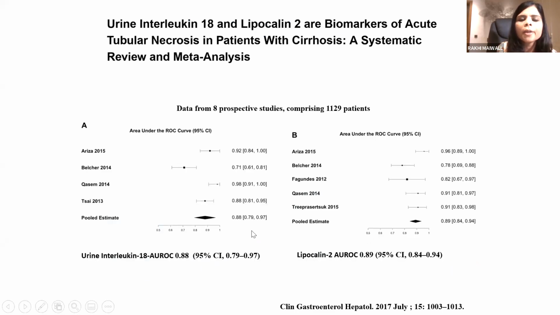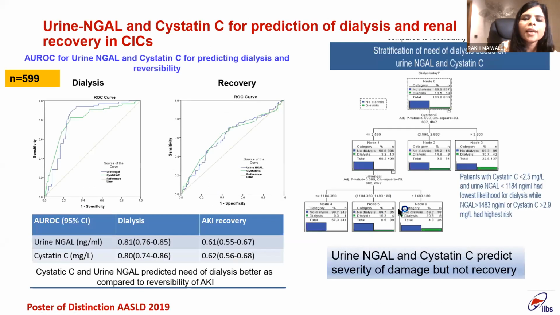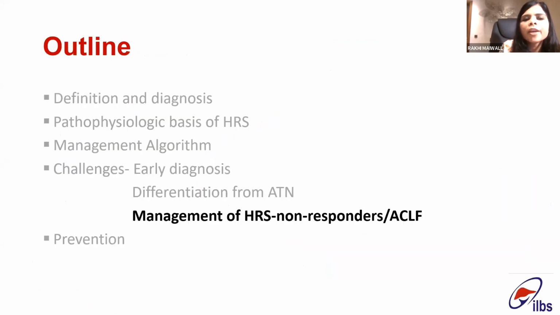And amongst all the urinary biomarkers, it has been shown that urine IL-18 and lipocalin-2 are the most promising biomarkers that have been studied in this meta-analysis. In our experience in the intensive care unit, we use cystatin C and NGAL, cystatin C as a marker of glomerular function and NGAL as a marker of tubular function. And we've shown that if your NGAL is above 1500 and your cystatin C is more than 3, this patient would require renal replacement therapy, because we know that dialysis is a difficult decision. These biomarkers can be very, very reliable in making these tough decisions for these patients.